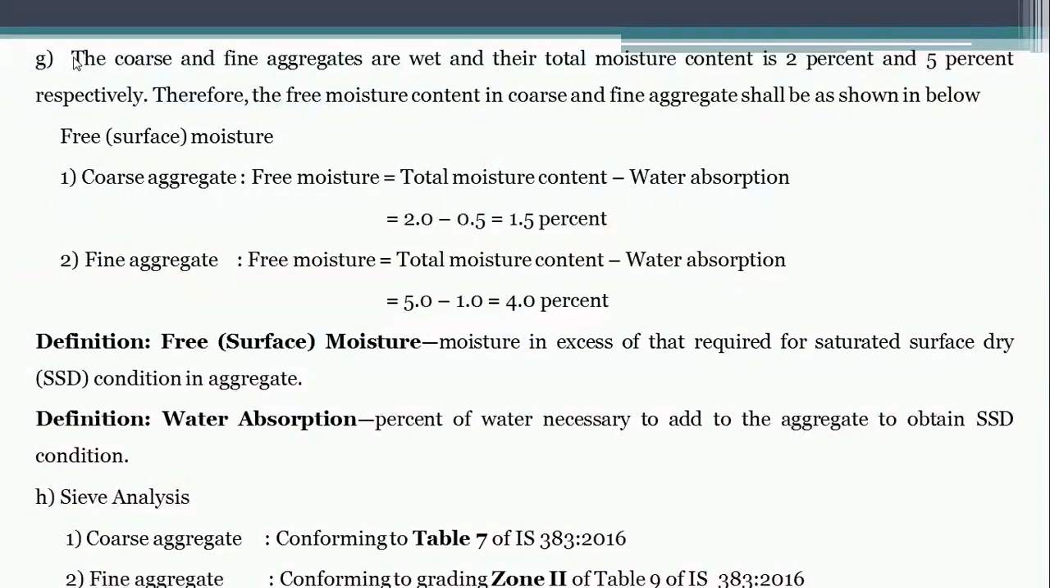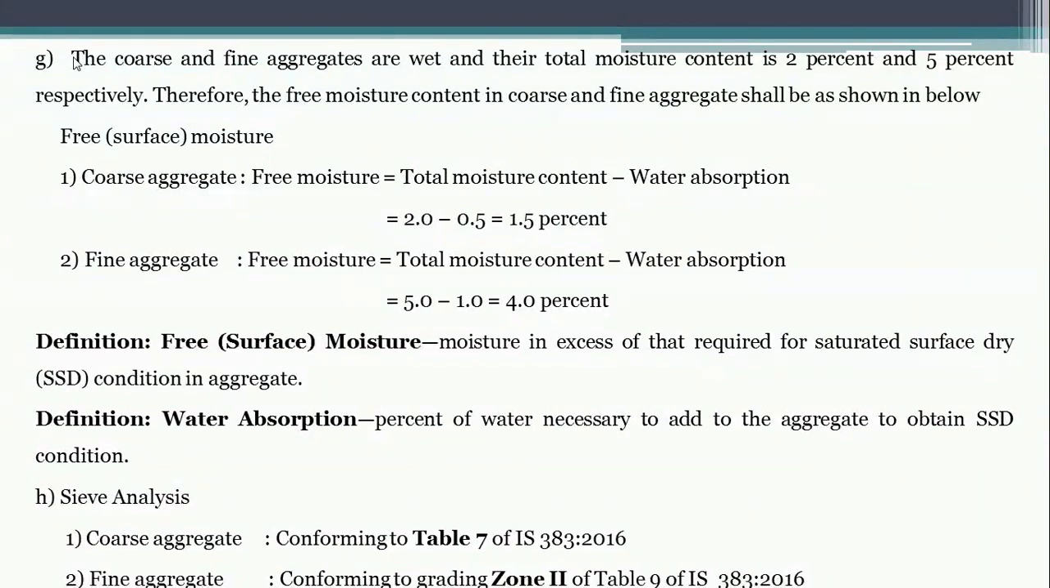In this problem, free moisture is 1.5% and 4%. It is more than required for SSD condition, so that means it is in a wet state. Next, water absorption: the percentage of water necessary to add to that aggregate to obtain SSD condition. That means the percentage of water is added till we obtain the aggregate in the SSD condition. So this is regarding the free moisture content. I hope you have understood this.